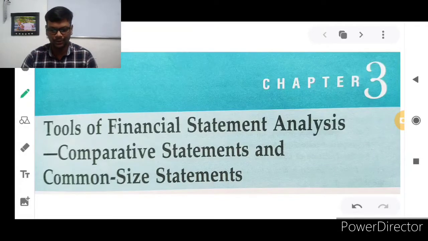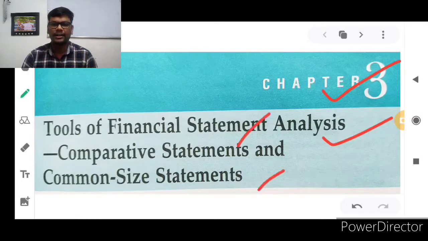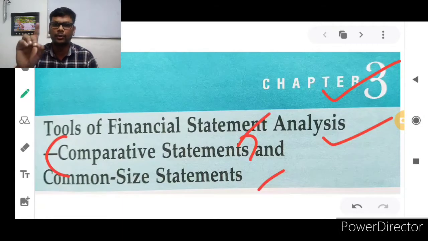In this video, you are going to learn about comparative statements. Chapter 3, Tools of Financial Statement Analysis, Comparative Statements and Common Size Statements. In this video, you are going to understand what comparative statements are, the format of preparing comparative statements, the steps to prepare a comparative statement, and one illustration also we are going to discuss in detail.